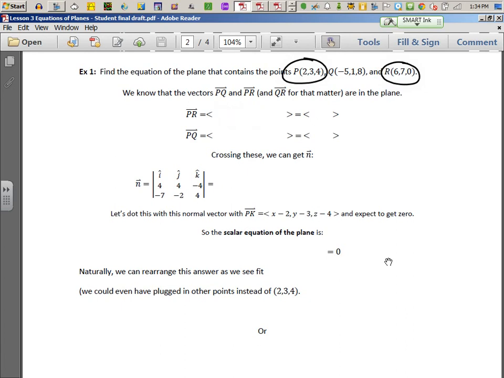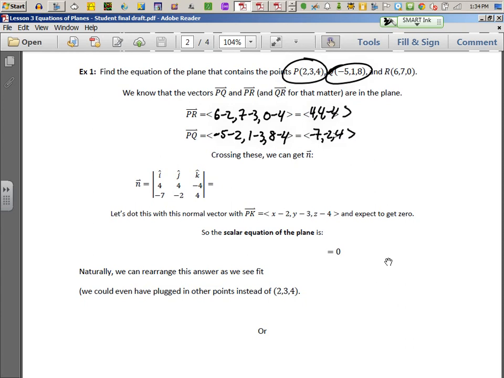I'll show my work. 6 minus 2, 7 minus 3, 0 minus 4. I'm getting 4, 4, negative 4. Did anyone get that? Okay, let's do PQ now. Negative 5, take away 2. 1 minus 3. 8 minus 4. I got negative 7, negative 2, and 4. Does that look right? Okay.